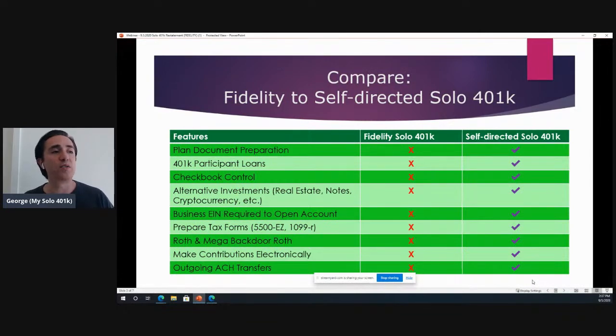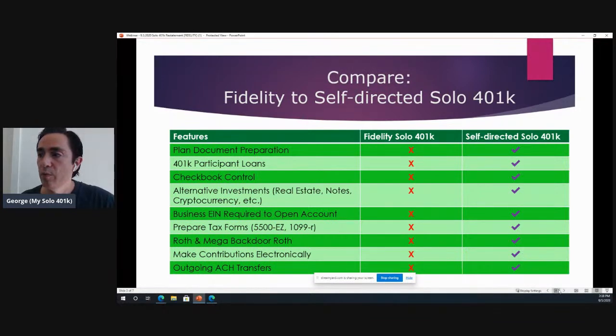And then outgoing ACH transfers. So with Fidelity's plan, you can't ACH money out of the account. Whereas with our plan, we'll get you set up with an account where you can do wires out, ACHs out, etc. So those are a lot of the features that are not always obvious when you're setting up an account, but as you really think through it and with all of our experience, it becomes clear.